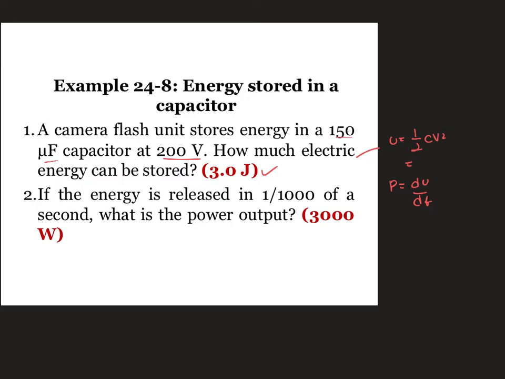So you can use this formula for you to find the power. They already give you 1/1000 seconds. So P equals U over T. U you already get from the first one, and then time is 1/1000. Therefore, you're going to get your power as 3000 watt. That is basically a direct question.